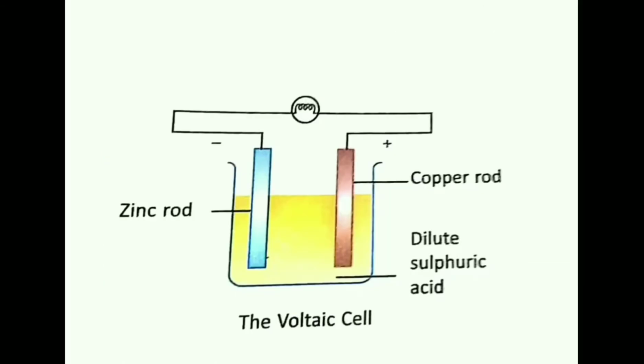So, this is a very simple diagram we can draw to show the setup or the arrangement of voltaic cell, in which two rods, zinc rod and copper rod, are dipped in the sulfuric acid. And when it is connected to the bulb, the bulb starts glowing because the chemical reaction taking place in the system is producing electrical energy.